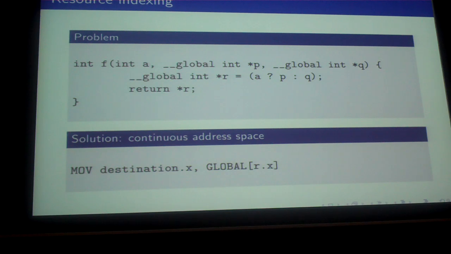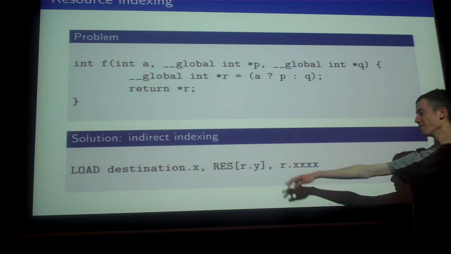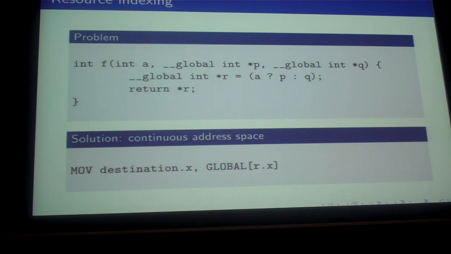Because otherwise, if you don't do this, usually you'll need some kind of translation table. If you're trying to implement this slot-based addressing on devices that use a continuous address space, you'll need some kind of translation table from buffer indices to memory offsets. So right now this is the solution I'm using.